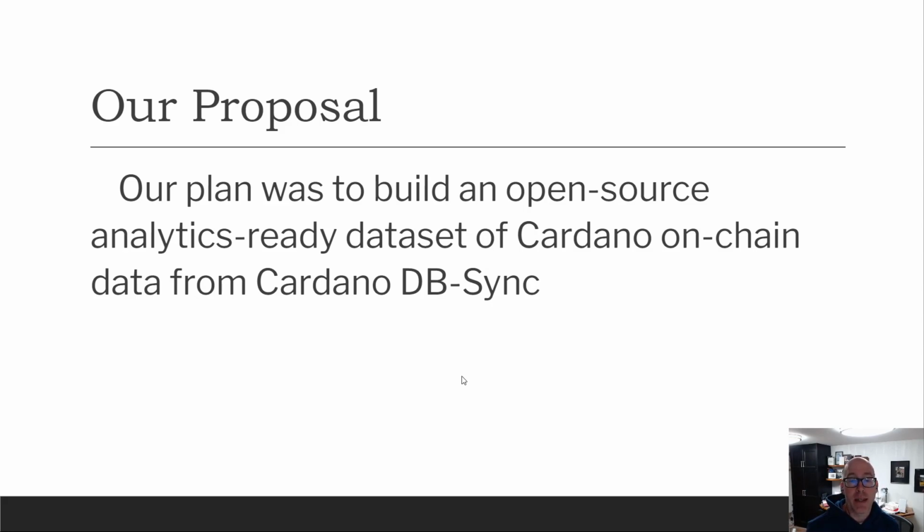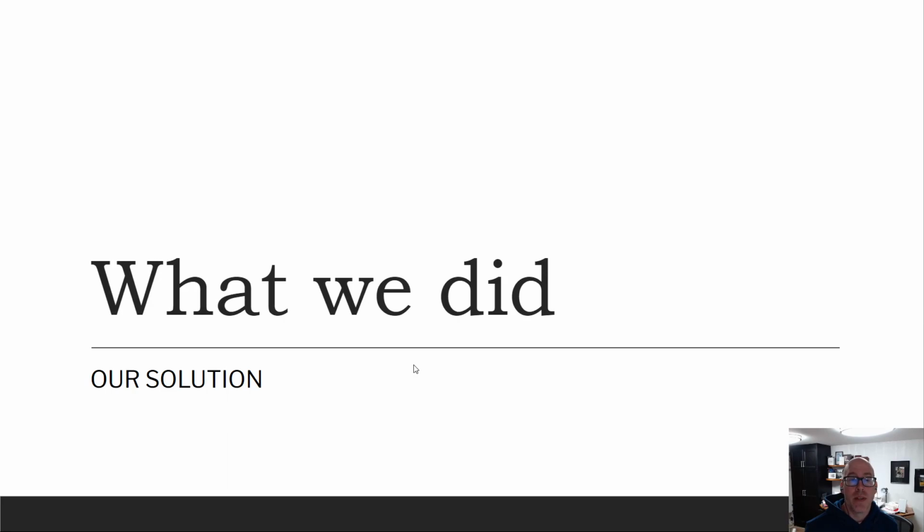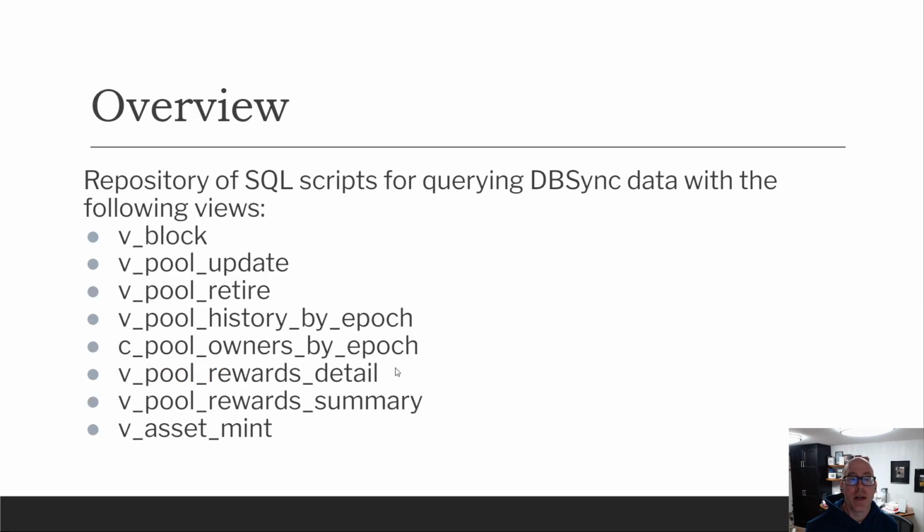Now, our approach, or how we planned to do it, was to create a repository of SQL scripts that you can use for querying DBSync data. And to do this, we created the following views. So we created vBlock, which is essentially an enhanced version of the block table that has extra information. vPoolUpdate has all of the information about pool updates as they happen. vPoolRetire, which again pulls together all the information about pools retiring.